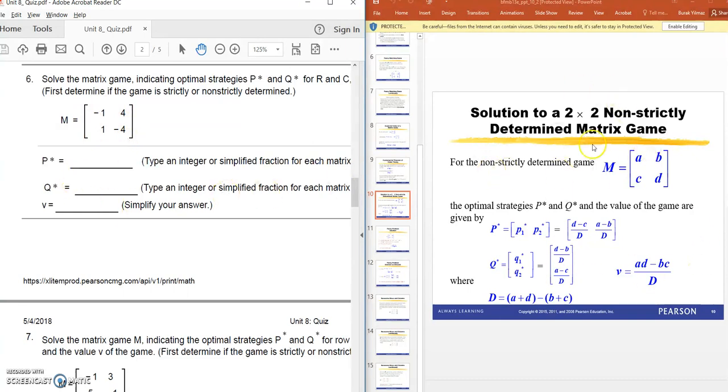So these are the slides from the lecture notes. This is the 10.2 section. Slide 10 gives you all the formulas you need. So the value of the game can be determined with this formula, (AD minus BC) over D, where A, B, C, D are the entries of the matrix. If you follow this formula, A times D would be -1 times -4, which is +4. And then B times C, another +4. When you subtract them, you get 0. So 0 divided by whatever is going to be 0. So the value of this game is 0.